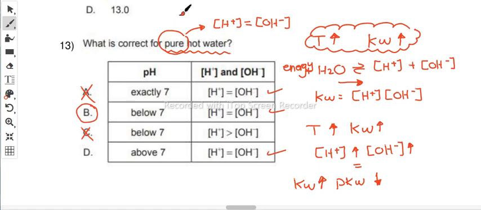The number will be smaller than 7, as if, for example, 6 plus 6 becomes 12, or 5 plus 5 becomes 10, no matter what the number is. But when it is hot water, the pH will be lower than 7, and in the same situation the pOH will also be lower than 7. So increasing the temperature causes the H positive to increase, and at the same time the pH will definitely decrease, but it will not be acidic. It will stay neutral.